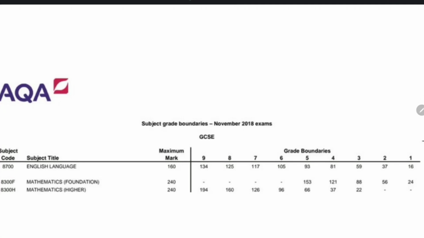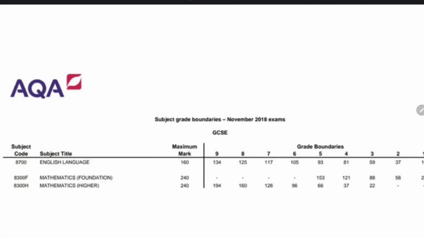And then we have November 2018, which for English language again out of 160, grade 9 was 134, grade 8 was 125, grade 7 117, grade 6 105, grade 5 93, and grade 4 81. So what you'll notice here is that the difference between each grade is not a lot.